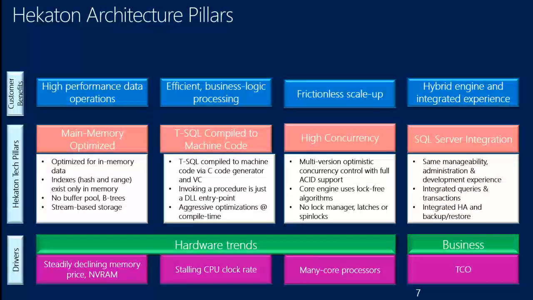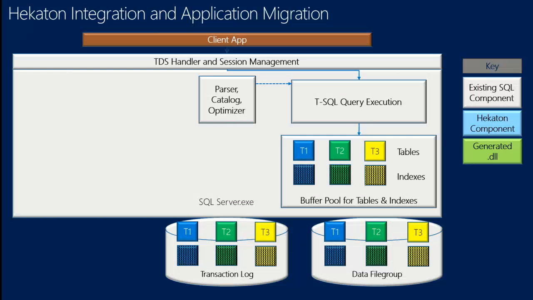So now the question is, okay, this is the Hekaton engine. Say CTP1 comes out and you download the bits. How do I use it? How do I migrate my application to Hekaton? The next slide is going to that. What I'm showing here is your existing SQL application. In this case, you have, say, 3 tables. It's a very simplified model, 3 tables, and each table has an index.